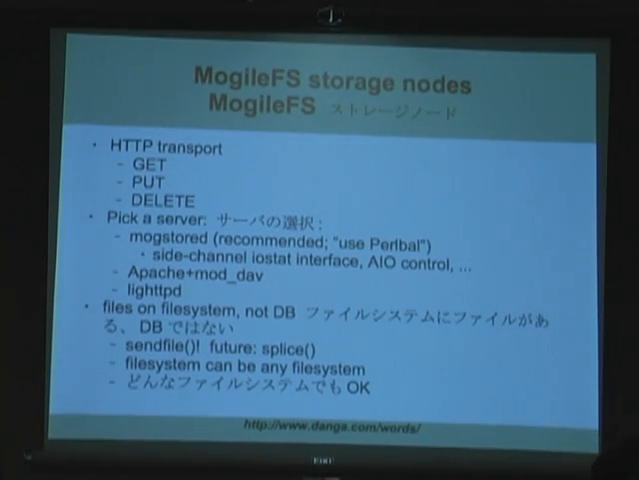A lot of people really like their Apache and their mod_dav, so it works with that. A lot of people like Lighty, so it works with that. So pick whatever. The files are just stored on a file system, not in the database or anything, so you can use XFS or Reiser or ext3 or whatever you want. But the cool thing about having them on the disk is then we just call sendfile on them and do zero-copy IO right to the client, and we get all the caching for free from the operating system, and it's really fast.